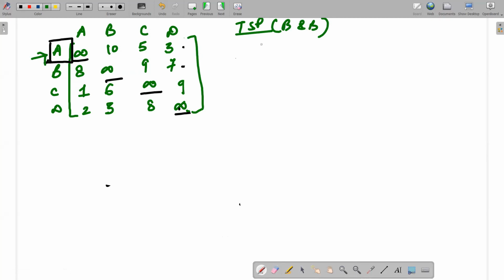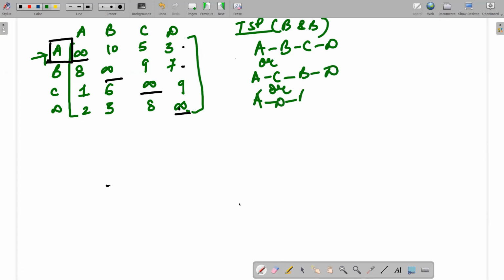So I have to find a path from A that covers all the vertices, whether it covers A, B, C, D, or the path covers A, C, B, D, or the path covers A, D, B, C. So we have to cover that particular path where all the vertices are explored once, and whichever path gives us the minimum cost, we have to find that particular path.